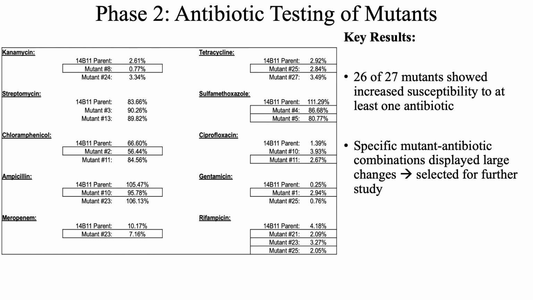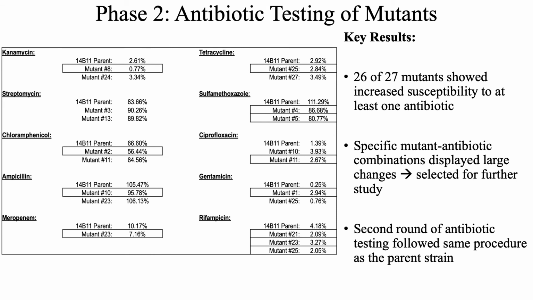The ones in the black boxes indicate, through a second round of antibiotic testing, that these did in fact grow less compared to the parent strain when exposed to the same antibiotic. And again, the second round of antibiotic testing followed the same procedure as the parent strain in the first graph of the study.